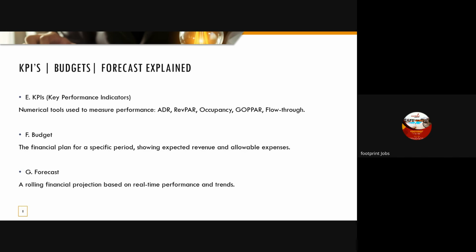Then we have the budget. Now, budget is a financial plan for a specific period, showing expected revenue and allowable expenditure. Let me tell you what you guys don't understand. If your budget does not show expected revenue and is only showing expenses, that means it's not a budget. Most of us make this mistake a whole lot. You send a budget to an owner, and the only thing that your budget shows is expenses.